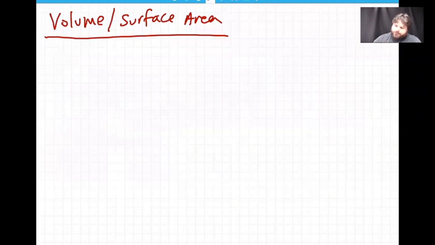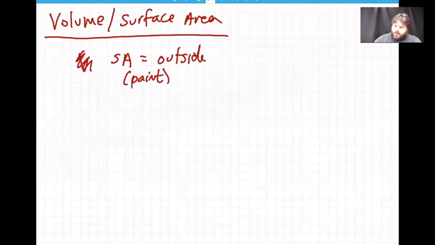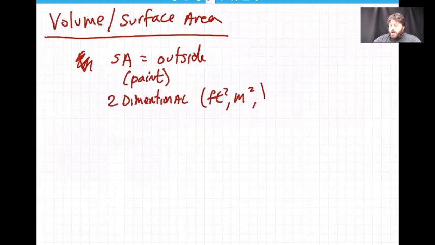So with volume, well, actually, let's start with surface area. Surface area is the outside. Okay, think about paint again, right? How much paint would it take to put on the outside of an object? So this is actually 2-dimensional. So you'll see surface area written in feet squared or meters squared or whatever, all right?